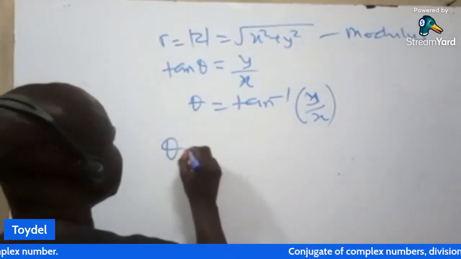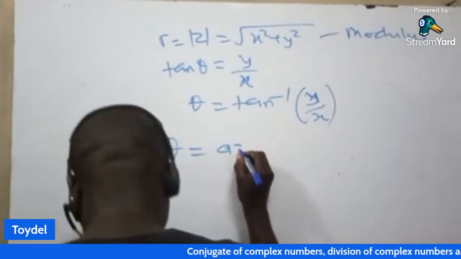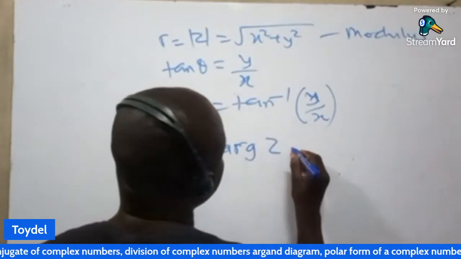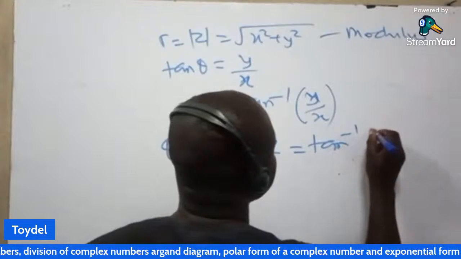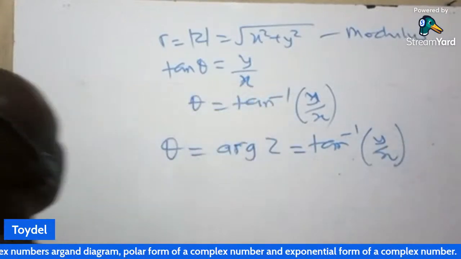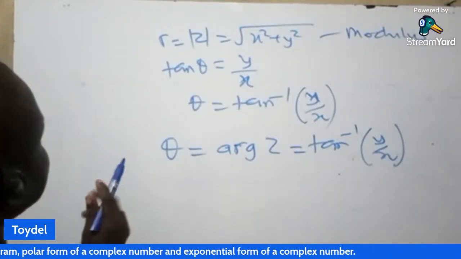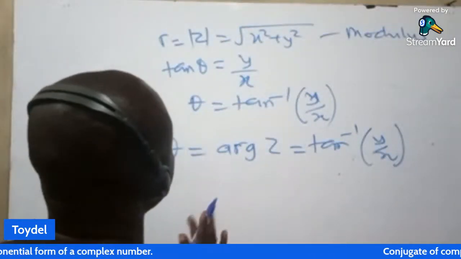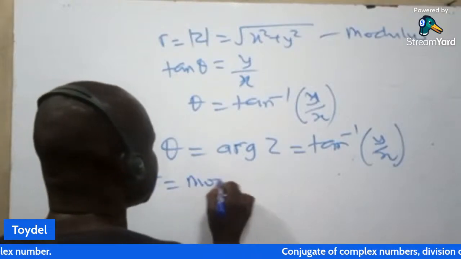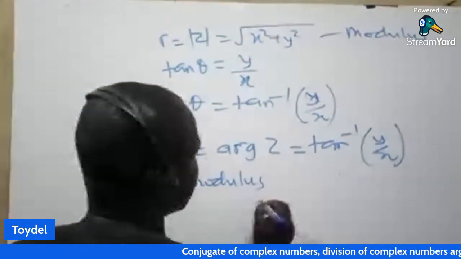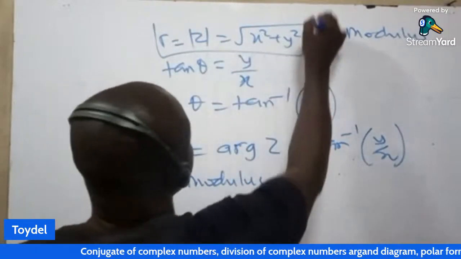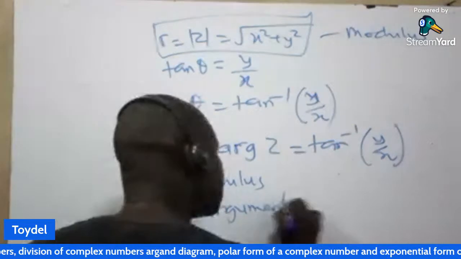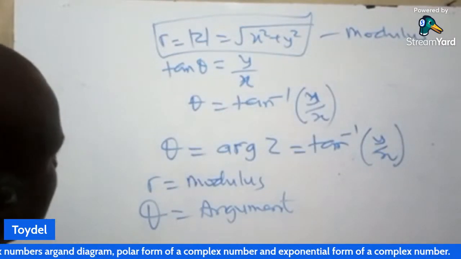This angle theta represents the arg z, that is the argument, and that gives arctan y all over x. So we should note that if you are given the standard form of a complex number, r is called the modulus of the complex number, which is defined as what you have on the board, and theta is called the argument of the complex number, and is given as theta.